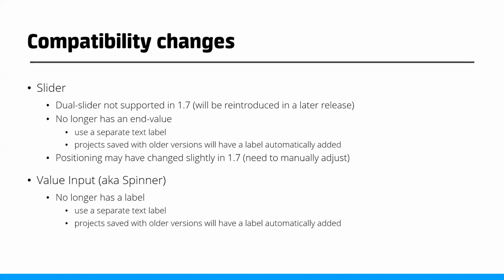They affect the slider and the value input, which is also known as the spinner. The dual sliders are not supported in 1.7 for various reasons. We had to do quite a lot of work on the slider. We updated a lot of the infrastructure and frameworks inside Squirrel for 1.7, and that led us to having to do some work on the slider, and unfortunately we weren't able to get dual sliders back in 1.7. They will be reintroduced at a later date. That is our plan, but they're not there today.